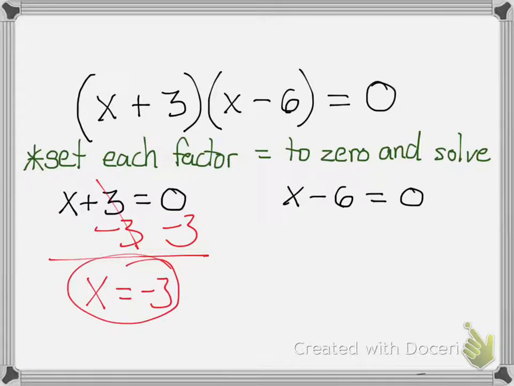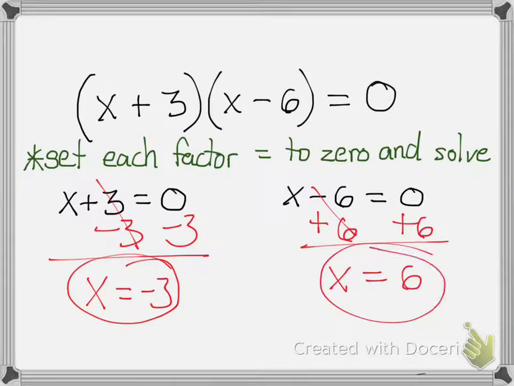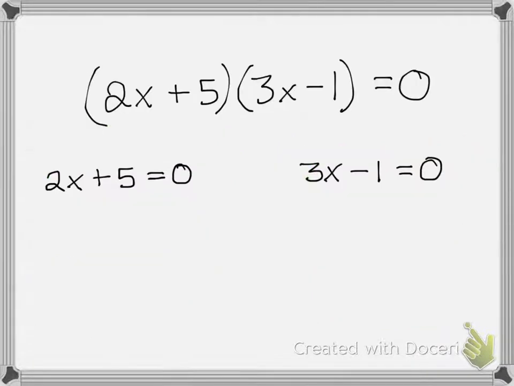All right, my other factor, x minus 6 equals 0. I'm going to do the inverse operation. The inverse operation of subtracting 6 is to add 6 to both sides. And when I do that, I get x equals 6. And that's it. Let's look at another example.